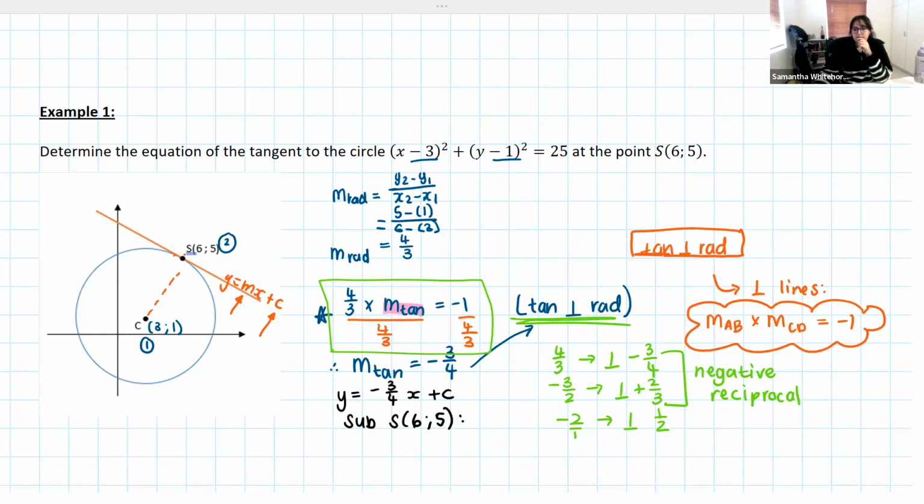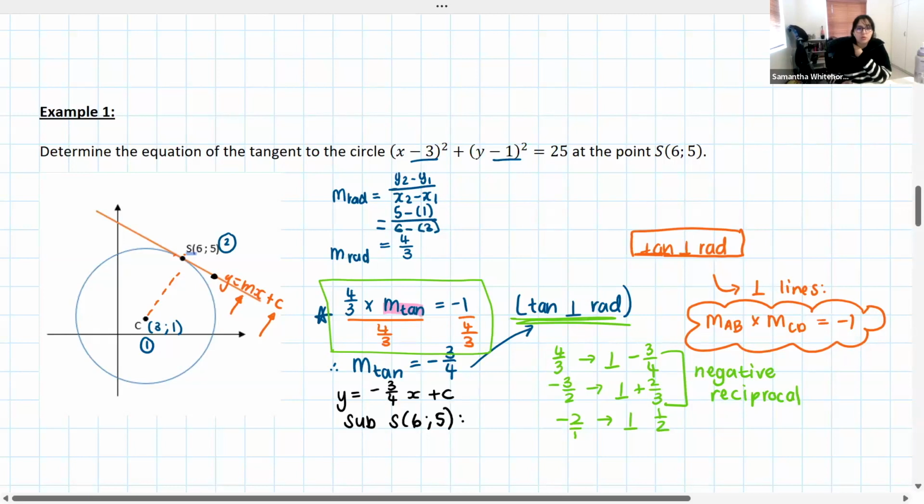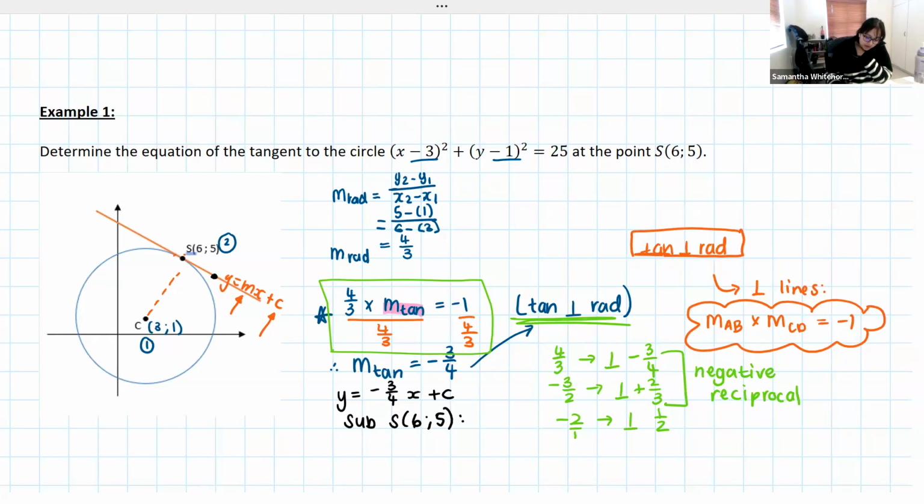Good, Layla, exactly, guys. S is on the tangent, S is on the line. You can substitute in any point as long as it falls on the line you are working with. So if I'd given you a random point over here and I told you what its coordinates were, fine, substitute it in. But it has to be on the line. So S is on my line, I substitute it in.